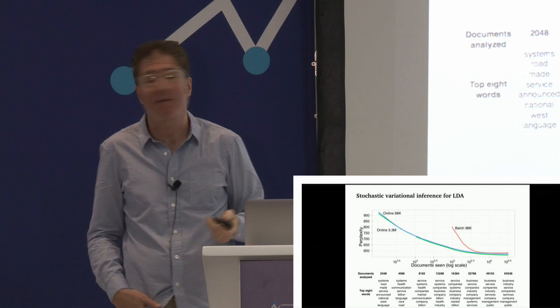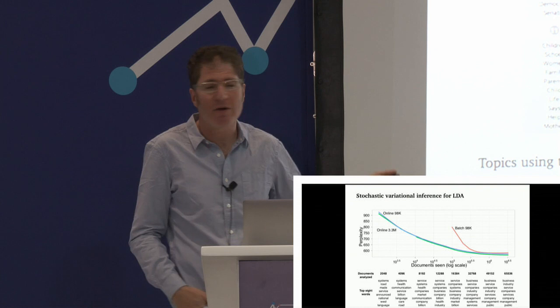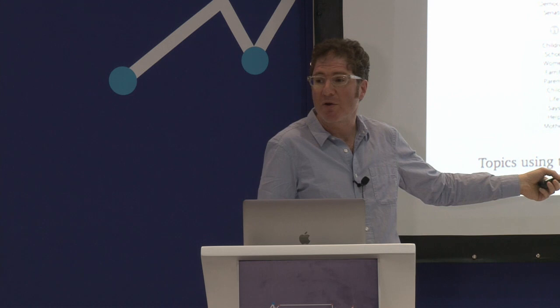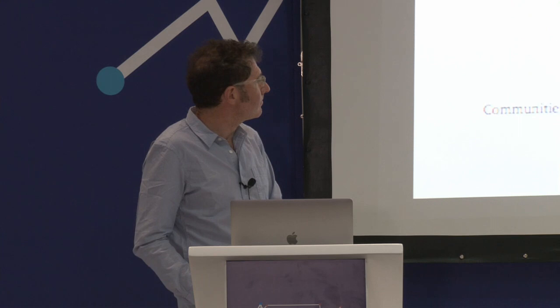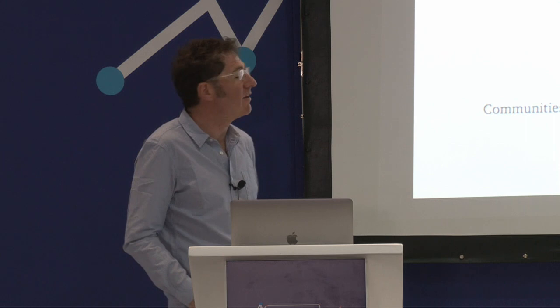Okay, this is how we get this picture. With the Science articles, it was 17,000 articles, very small. But to analyze 1.8 million articles from the New York Times, we need stochastic variational inference. This is how we can get these topics. And this is how we've done many of the models that I showed you at the beginning of the talk, like community detection with millions of nodes.